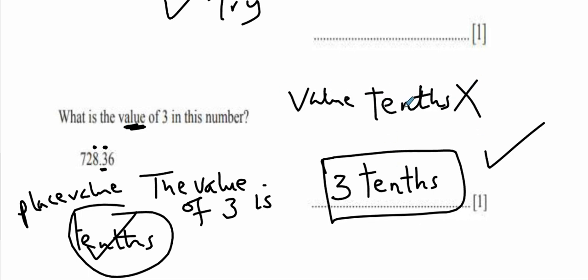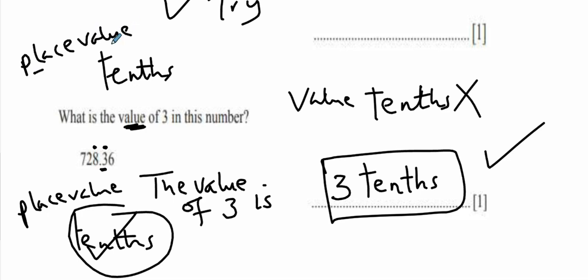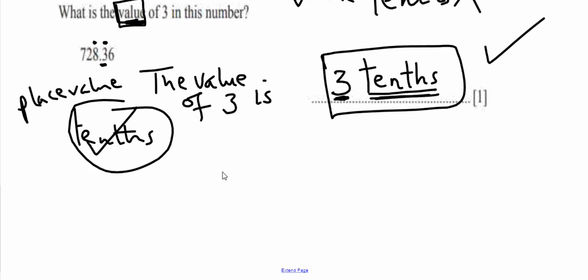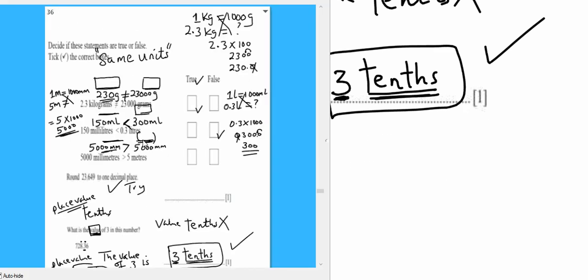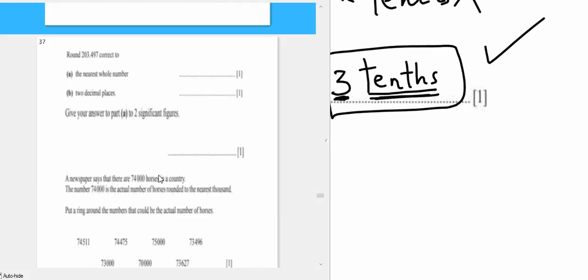Tenths is place value. But here, they are not asking for the place value. They are asking for the value of 3. So you write 3 tenths. You write the number itself. You write the number followed by its place value. I hope that is clear. Let's go to the next page.